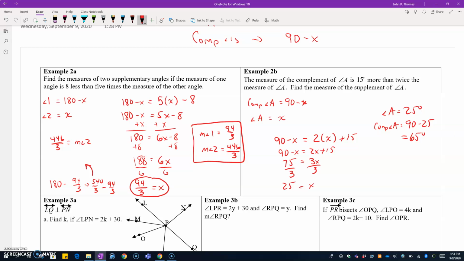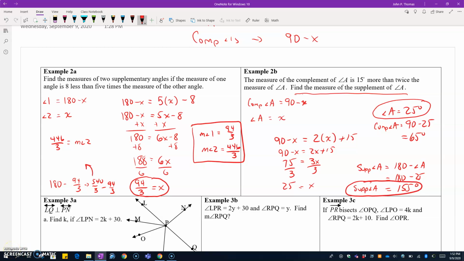Now, it says find the measure of the supplement of angle A. So if angle A is 25 degrees, then if we want to find the supplement, we're going to take 180 minus that. So the supplement of angle A equals 180 minus angle A. So 180 minus 25, which is going to be 155. So the supplement of angle A equals 155.